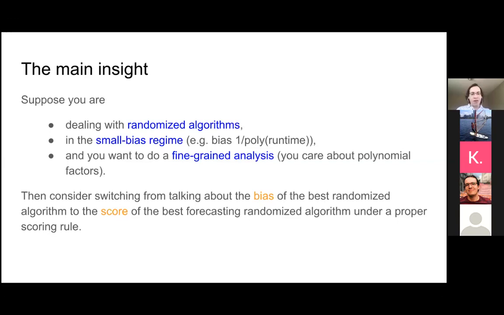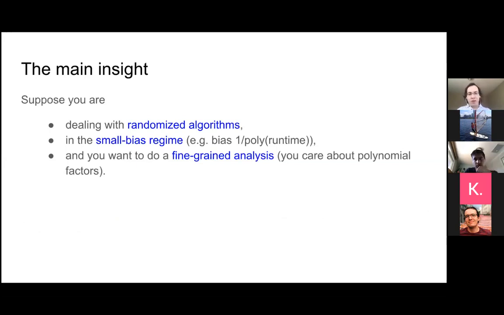One property we didn't really need in the end is that it was proper. We didn't actually use the fact that it incentivizes a Bayesian agent to give her true subjective probability, although this is true for the scoring rule. It is proper.